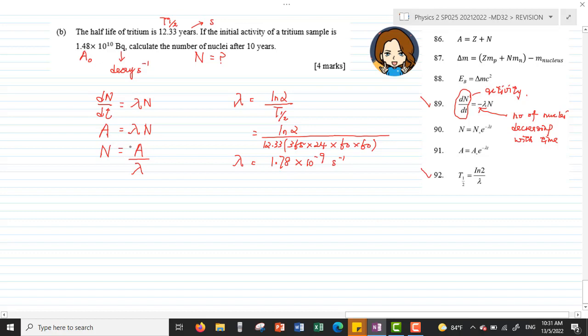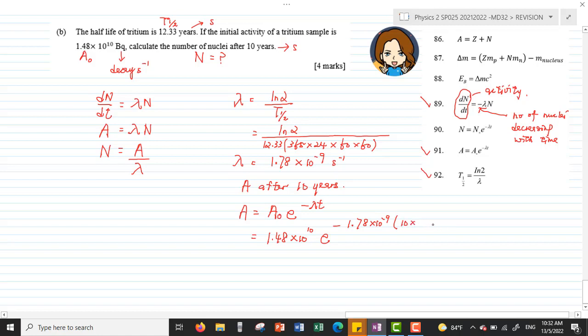And then I need to find the final activities after 10 years. Since the activities unit is decay per second, I have to make sure the time, 10 years, I need to change it to second. So how are we going to find the activity after 10 years? We are going to relate with the initial activities. So I'm going to use equation 91. I have A equal to A naught exponent negative decay constant multiplied time. So the initial activities is 1.48 to the power of 10, exponent negative the decay constant 1.78 to the power of -9, and the time is 10 years.